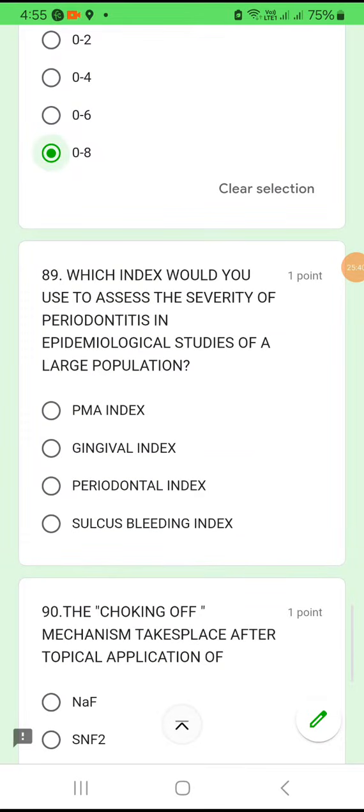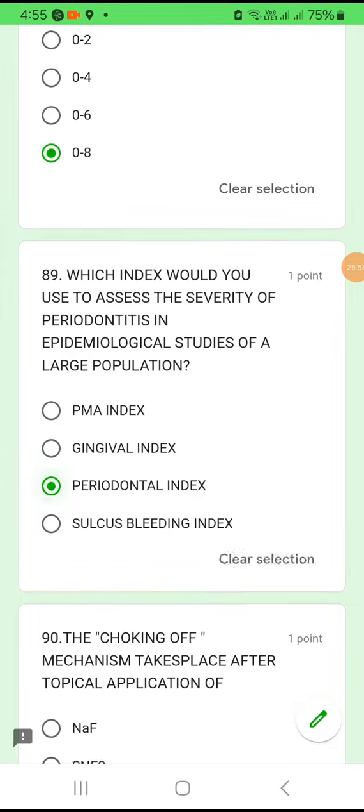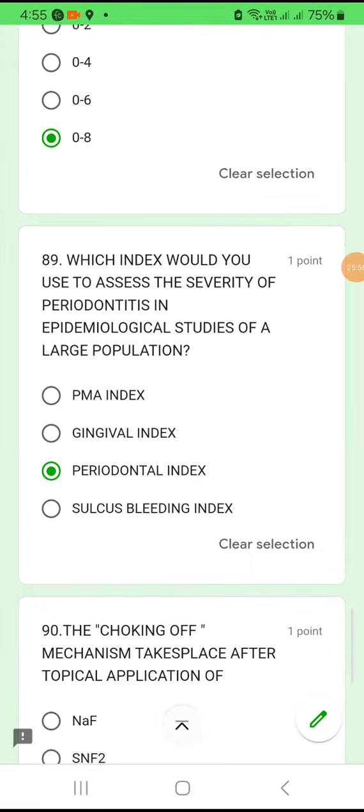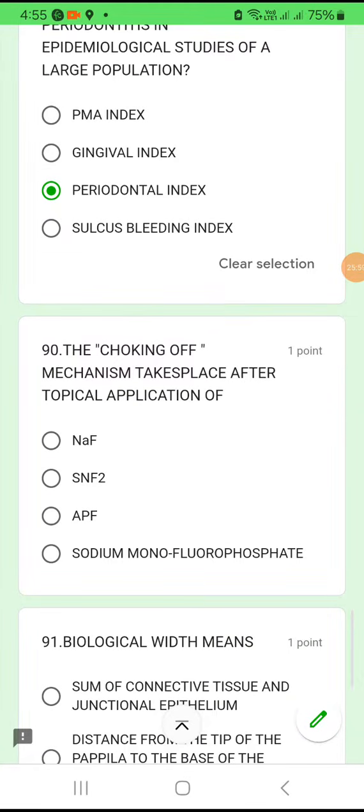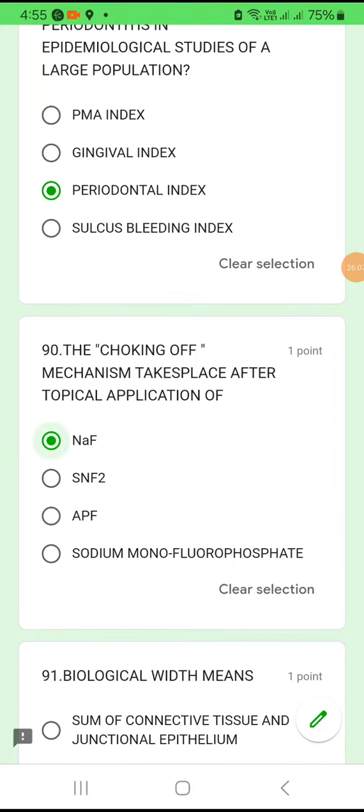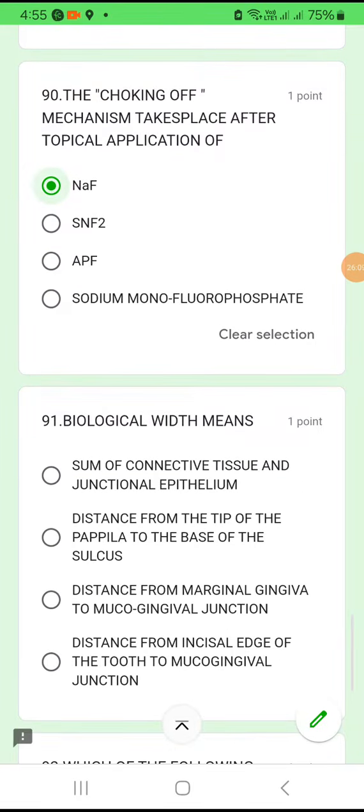Question number 89. Which index would you use to assess the severity of periodontitis in epidemiological studies of a large population? So for a large population, to study the severity of periodontitis, you go for a periodontal index, isn't it? Go for a periodontal index. Okay. Question number 90. The choking off mechanism takes place after topical application of sodium fluoride. Choking off mechanism takes place after topical application of sodium fluoride.